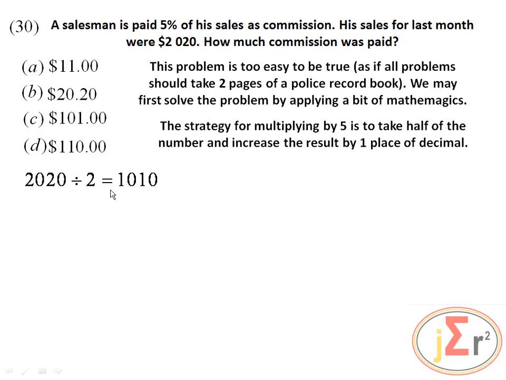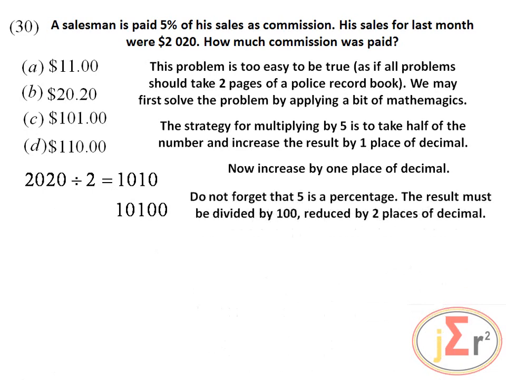Half of the number, we get 1010. Then we increase by 1 place of decimal, we get what? 10,100. But do not forget that 5 is a percentage. The result must be divided by 100, reducing that figure by 2 places of decimal. Alright. The correct answer is option C.